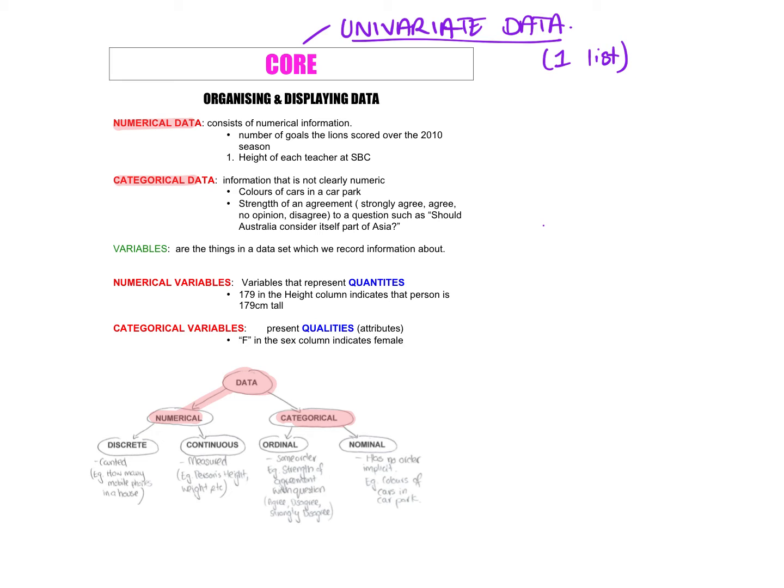You then branch off and have two types of numerical data, which are discrete or continuous. It's how you collect the data that determines which it becomes. Generally, if you count it, it's called discrete. I've got a few examples under there. I've said how many mobile phones in each of your households. I would be counting it, so that would be discrete data, when you get a whole number of things. I might count how many students in each year level. I've counted, it's a whole number.